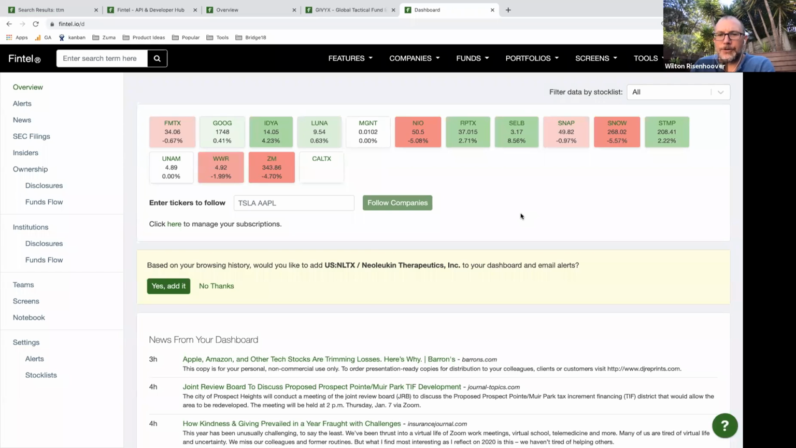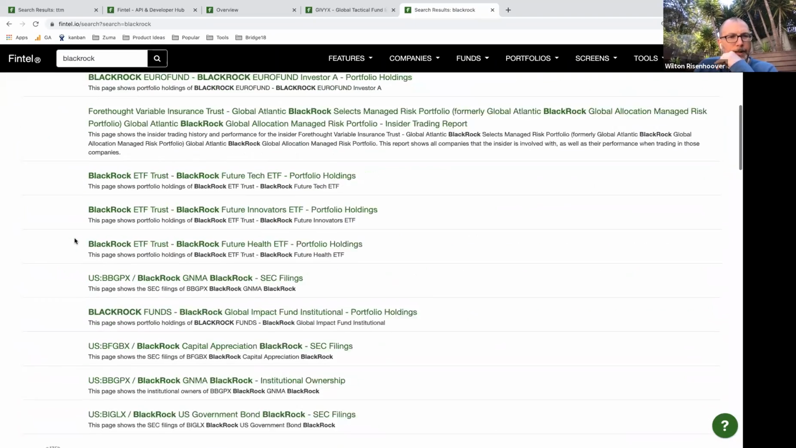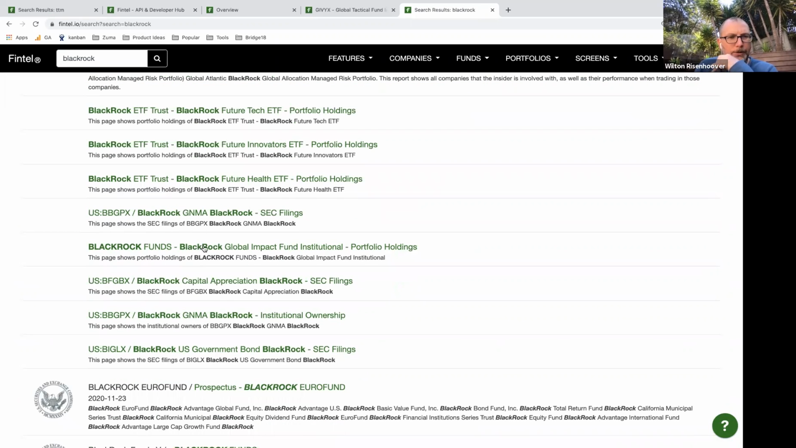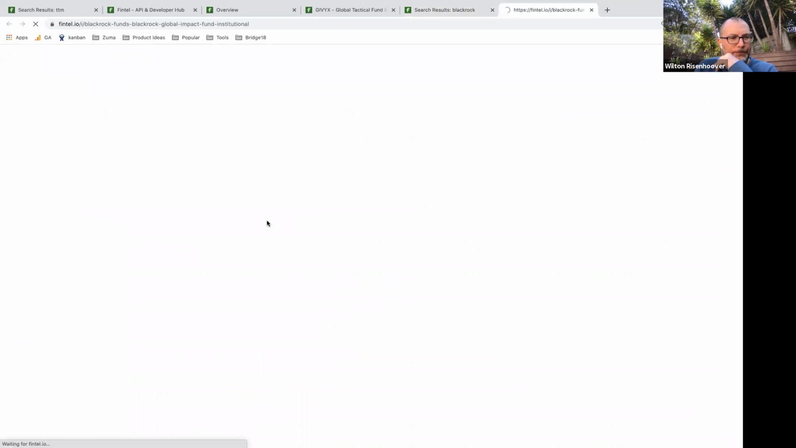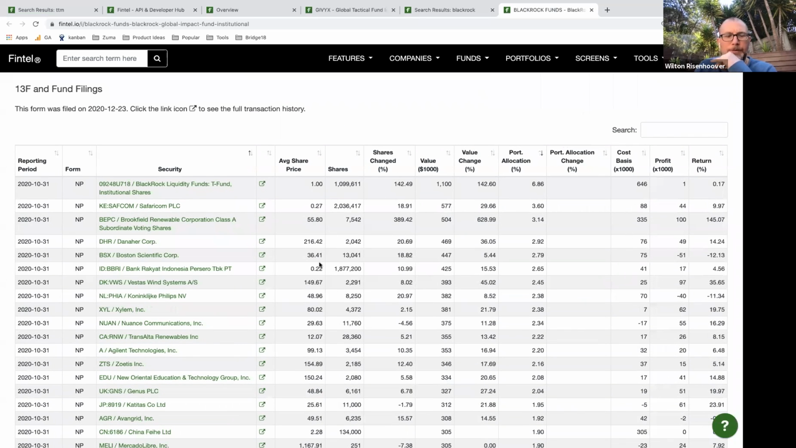Can you see what companies institutions have bought into, like BlackRock, for example? Can you see their portfolio breakdown? Yes. Let me go over here to the search term. I'm going to search for BlackRock. BlackRock has a lot of funds here. You can take a look at this, for example, BlackRock Global Impact Fund Institutional. And here I can see all the holdings. Now, BlackRock owns a whole bunch of funds, so you're going to have to be more specific. But if you want to see what holdings a fund owns, this is how you do it. There's no simpler way than this.